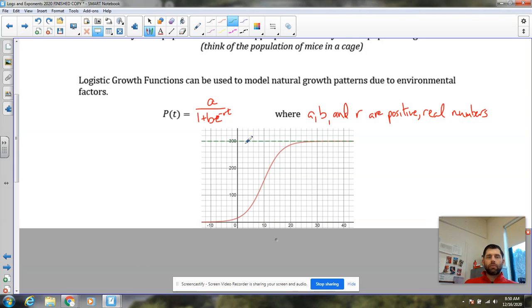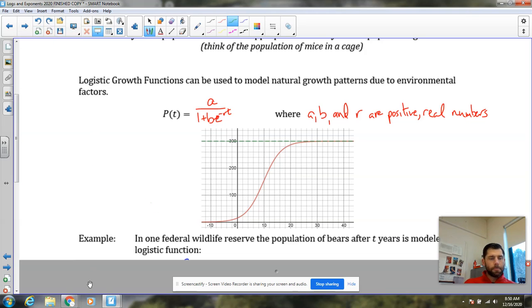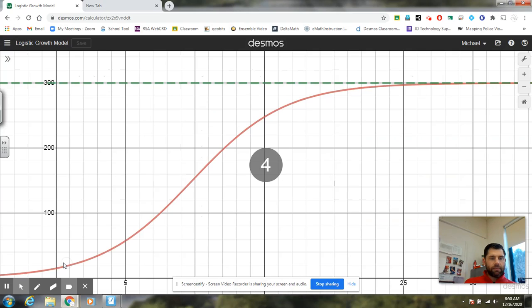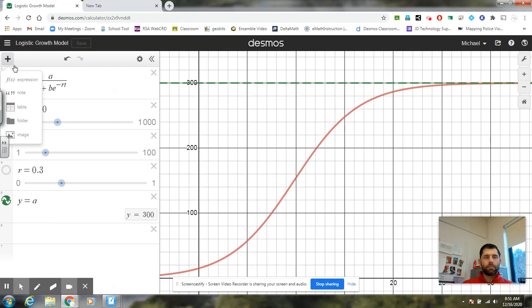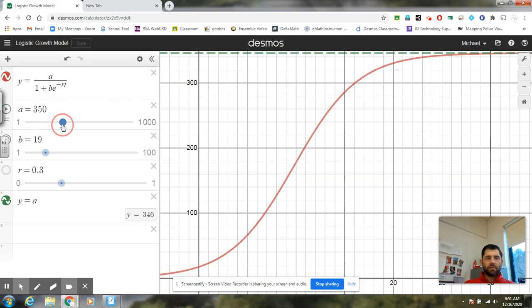We have a growth rate, we have a time, and we have a couple coefficients. Don't worry too much about what those coefficients are. I have a graph here of what the function we're going to look at in a second behaves like. I linked this in the Google form. You can play around with this for a little bit if you want, but these are the coefficients.